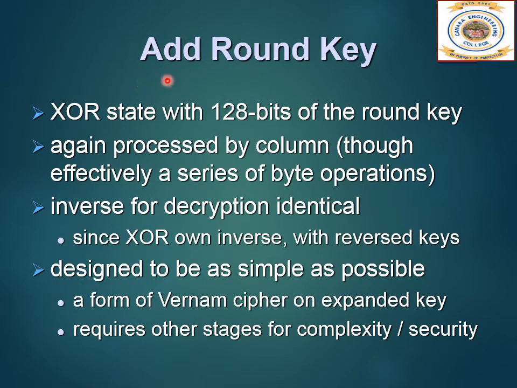Next step is the add round key. In add round key, the XORing is done. The previous round output is taken as the state array and given as the input to the add round key, a 4 cross 4 matrix. The column-wise process is done. One column of the input state array is XORed with one column of the round key. Both are of 128 bits.